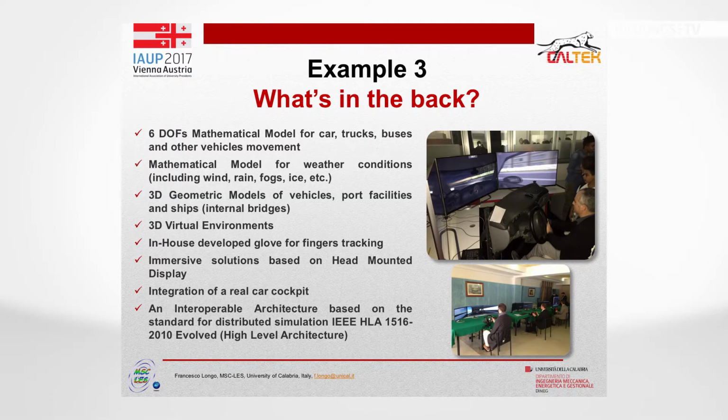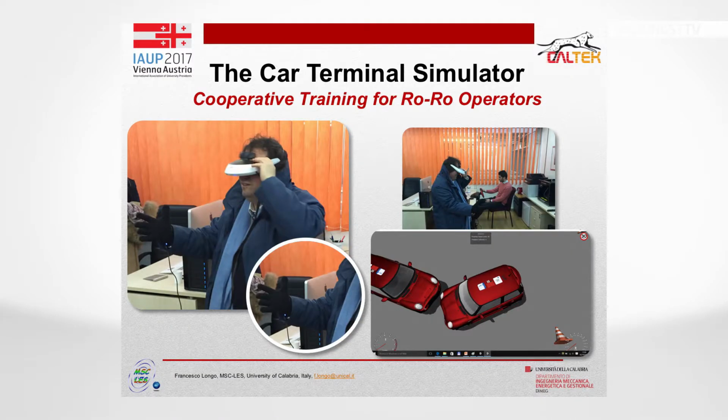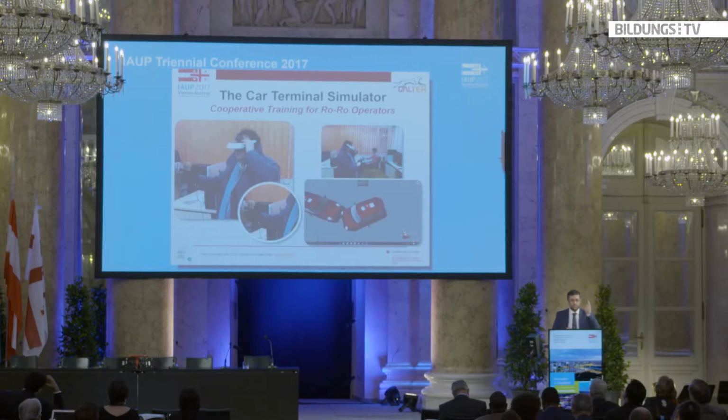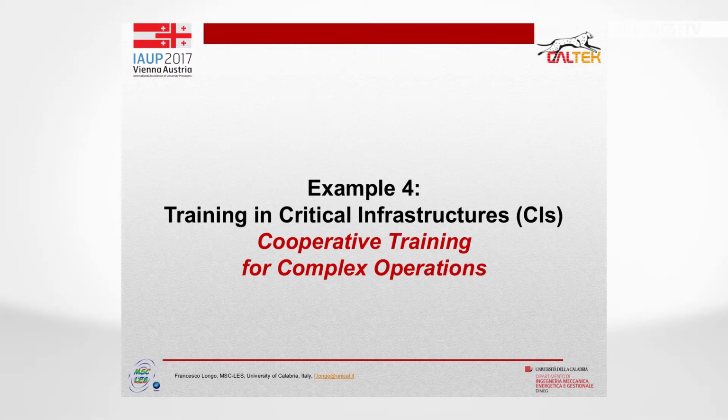What's in the back? There is also a lot of research and development in the back. For instance, for this simulator, we have developed a glove for tracking the fingers' movement, because the parker has to provide indication about stop the car, go ahead, go left, go right, and he usually uses the fingers, so you have to track the movement of the fingers. We have developed our own glove to track the movement of the fingers, and we have also implemented collision, so you can see the damages in case of accident.